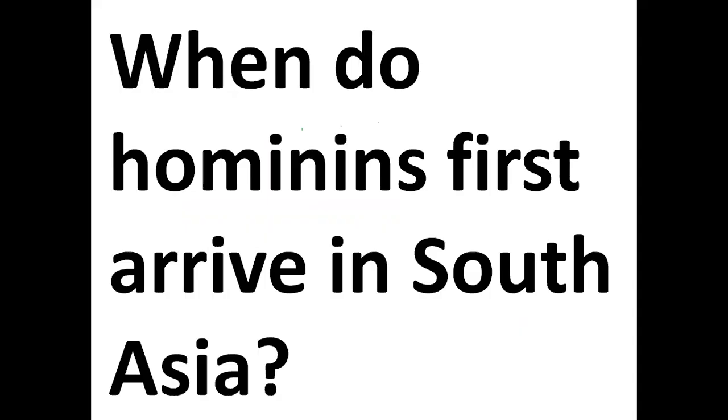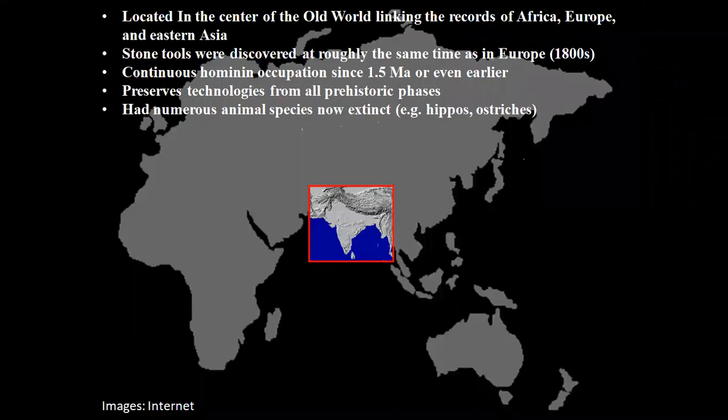And then another key question for coming to South India, South Asia, is when do hominins first arrive here, the Indian subcontinent? The role of South Asia, you can see here on the map, is first of all, it's centrally located. It's connecting all the records from Africa to Australia, to China, to Europe. So it could have been like a crossroads intersection of human movement. Other thing is that it has a long history of research, just like Europe. And we have the oldest evidence going back to 1.5 million in some cases.